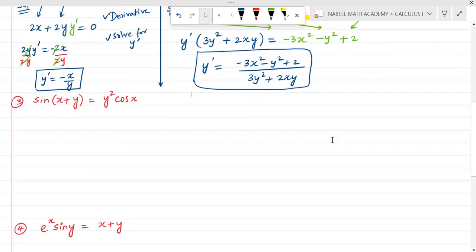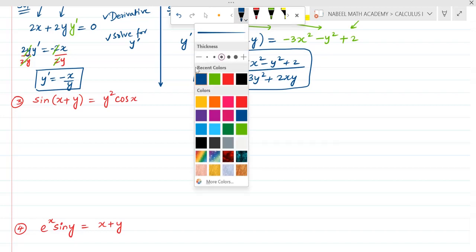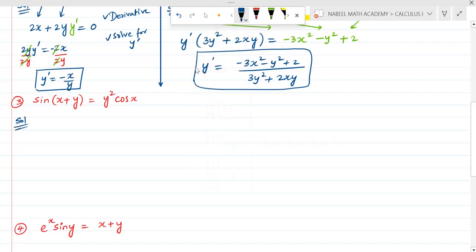Now the next one we have sine. So here we use the chain rule. First we have to differentiate the sine, then the inside. And what about the left side? First we will do it. So the first differentiation is cosine of x plus y. This first part is done. The next is 1 plus y prime. This is the second part, and this is the first part.